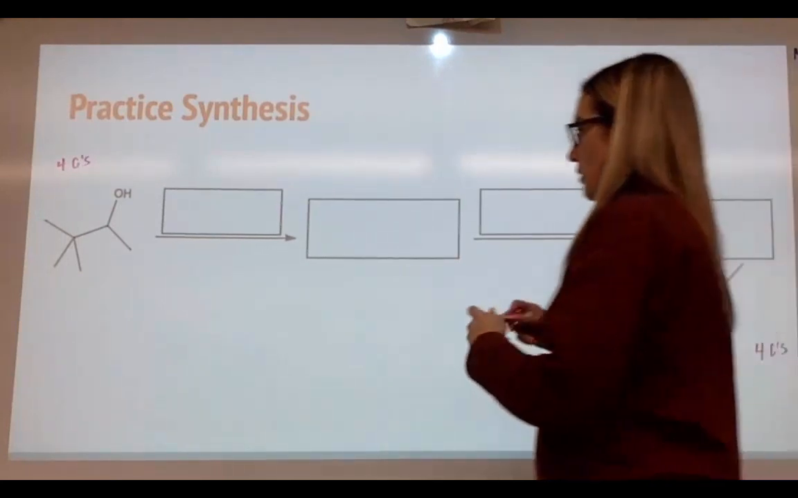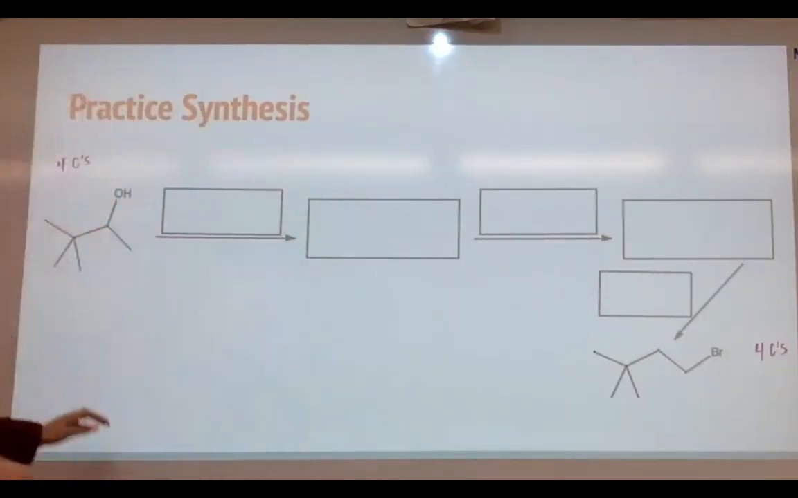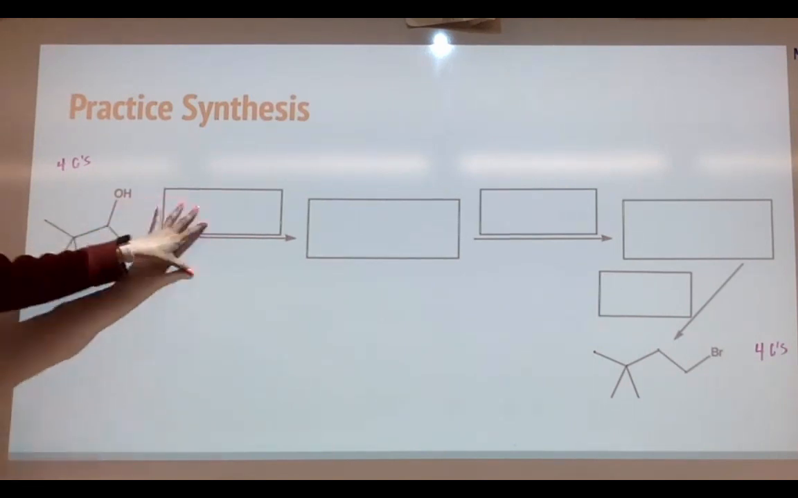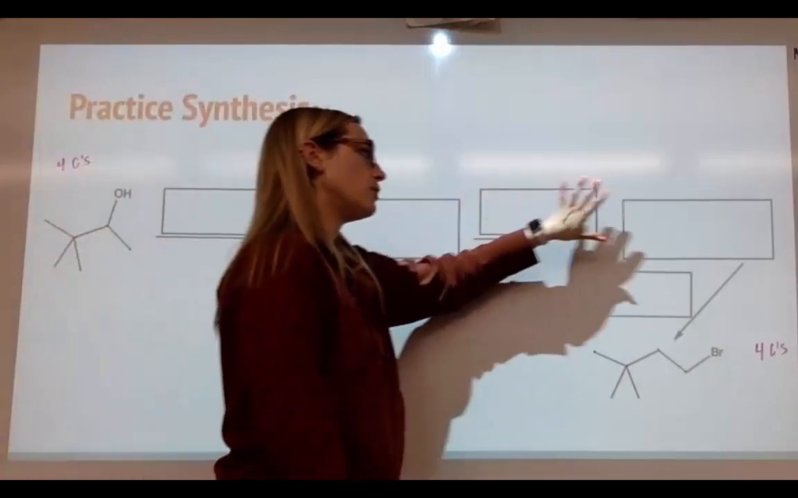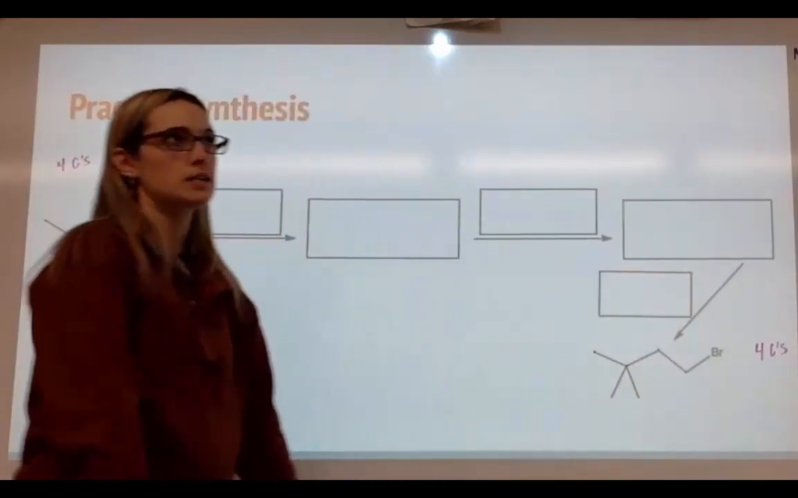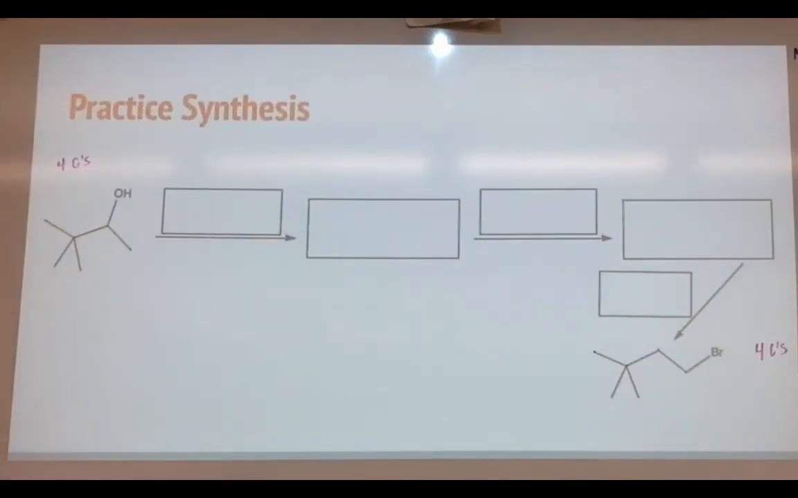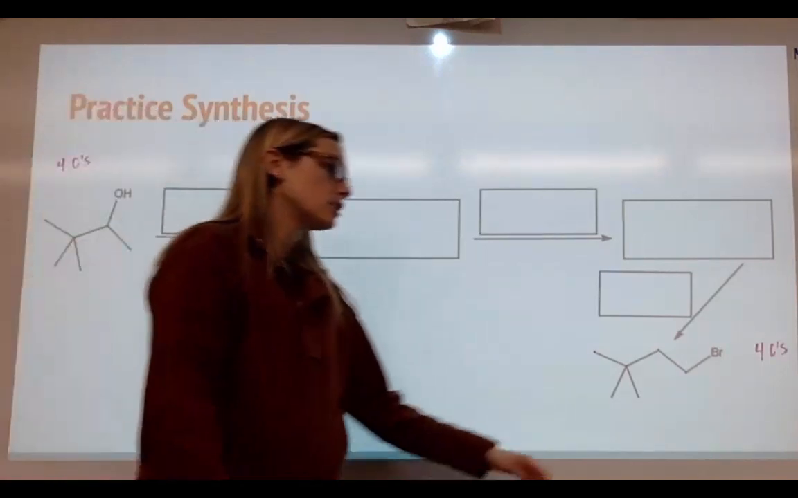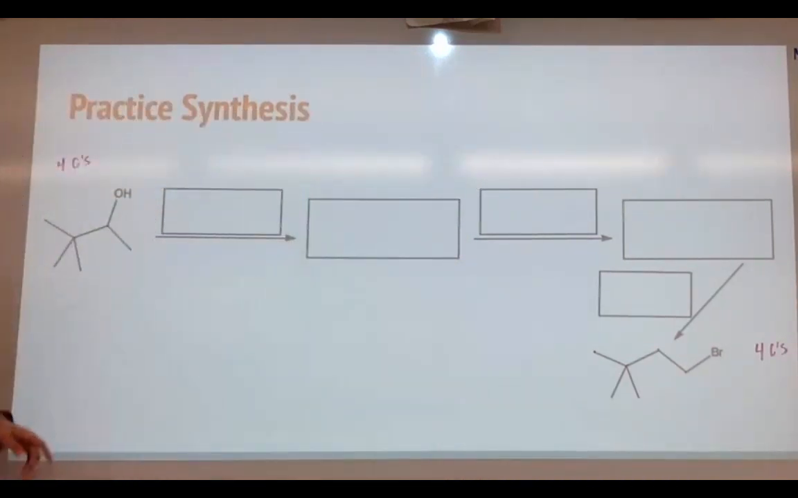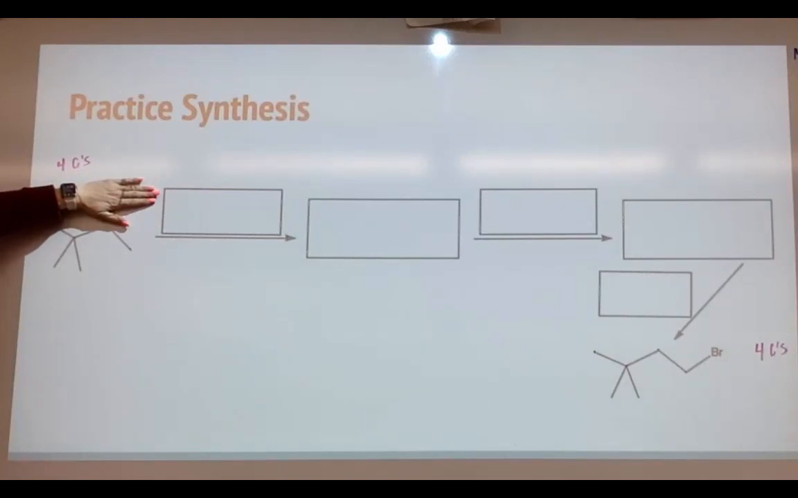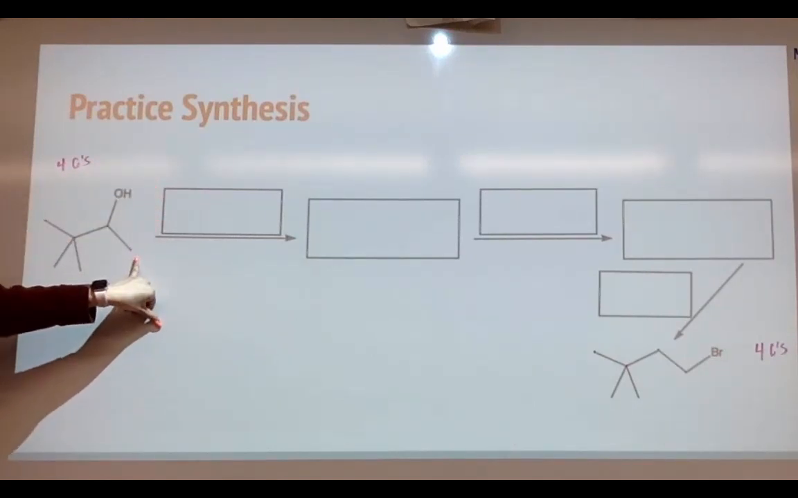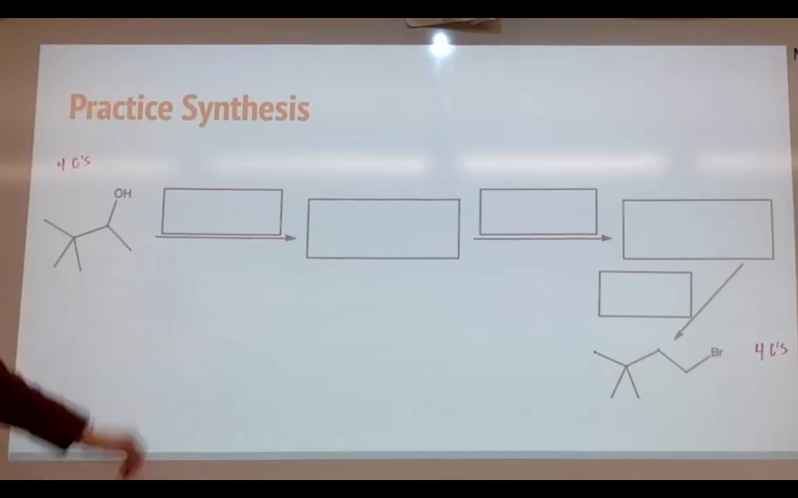Now I want to look at what has to happen. We can see that this requires 3 steps. Step 1, we get an intermediate. Step 2, we get another intermediate. Step 3, we get our product. And so now it comes down to looking at what's actually happening. I notice that I'm removing this OH, and I'm adding a Br to the other side.